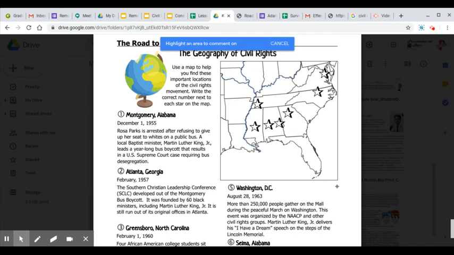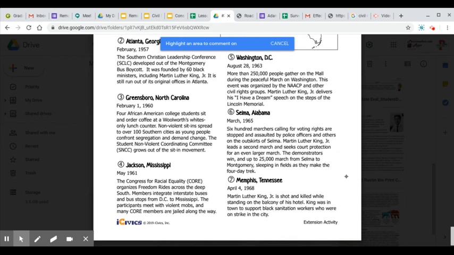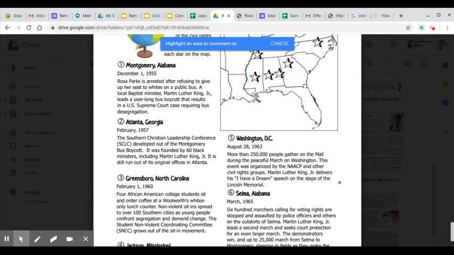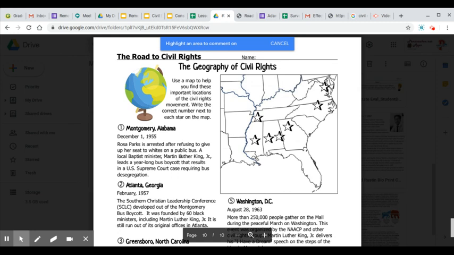Then the last section is just matching up the actual map geography of where these famous places were. It'll give you seven different places, and you can just use Google Maps to find out where these cities were located in what states, and you'll just match them up with the stars, so you can understand geographically where the civil rights movement primarily was driven.